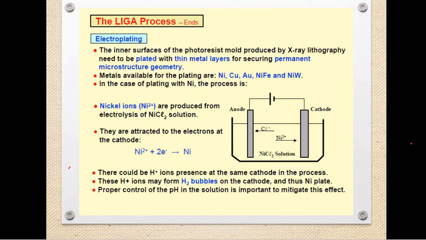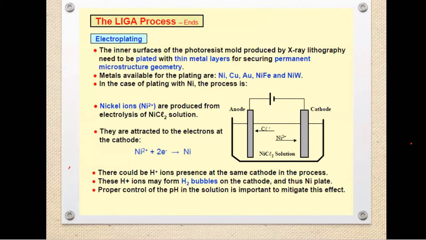Nickel is used as the metal to be electroplated on the photoresist sidewalls. Other materials also can be used, but nickel is the most common material. You can see in the figure that there is a conductive substrate carrying the photoresist structure, which acts as the cathode in the electroplating process.